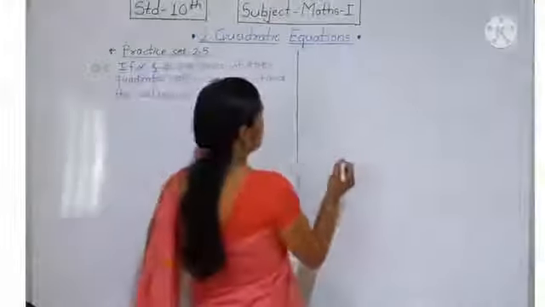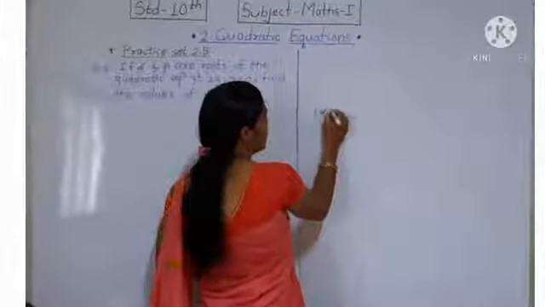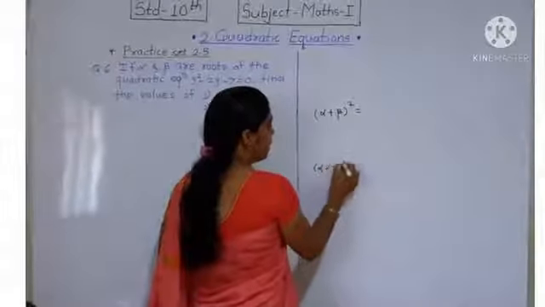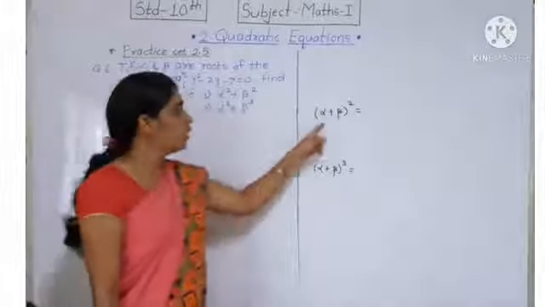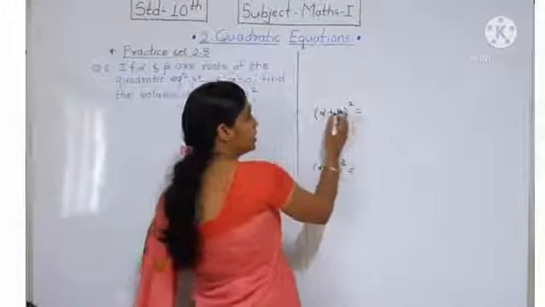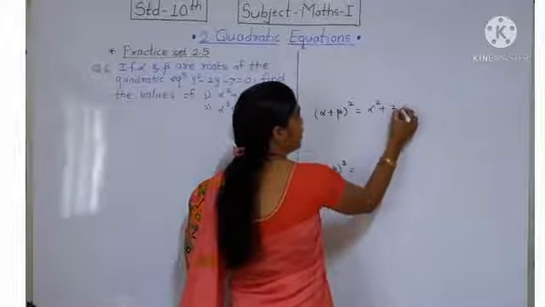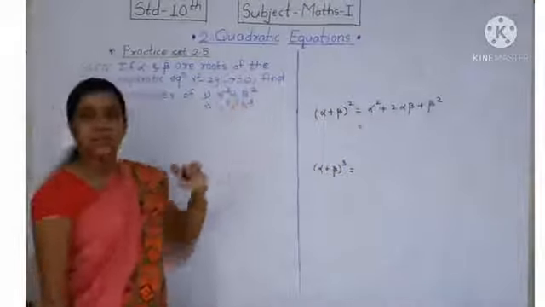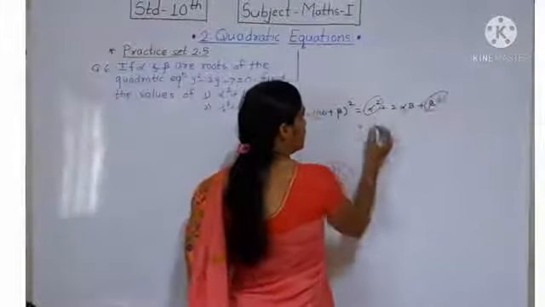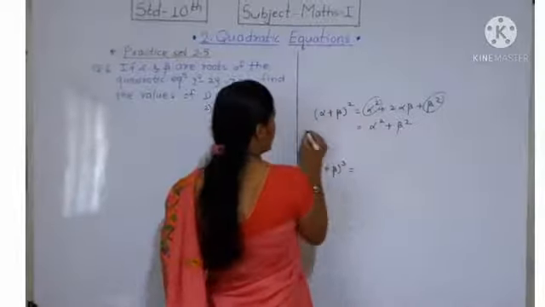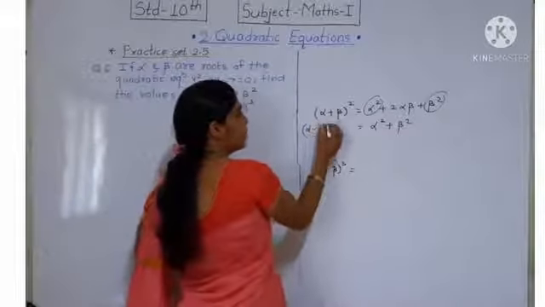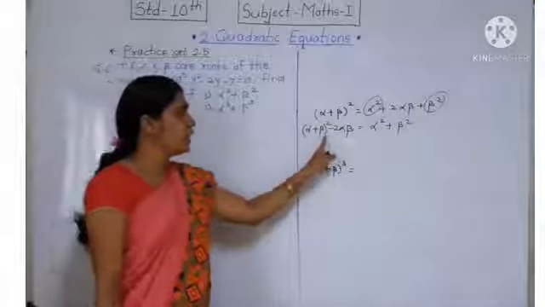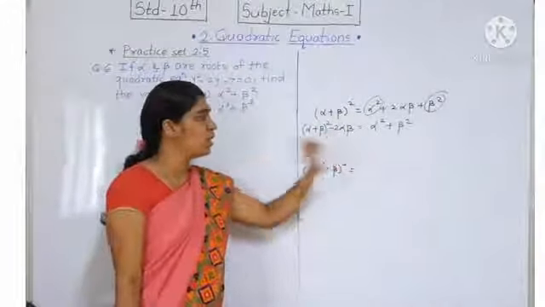For this we know the expansion formulas. What is the expansion formula for (alpha plus beta) bracket square, and for (alpha plus beta) bracket cube? You have done this in 9th standard. Alpha square plus 2 alpha beta plus beta square. We want alpha square plus beta square, so we write alpha square plus beta square is equal to (alpha plus beta) bracket square minus 2 alpha beta.